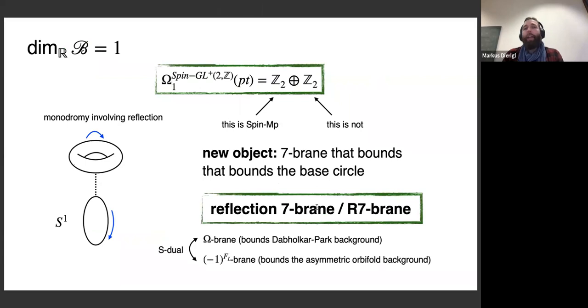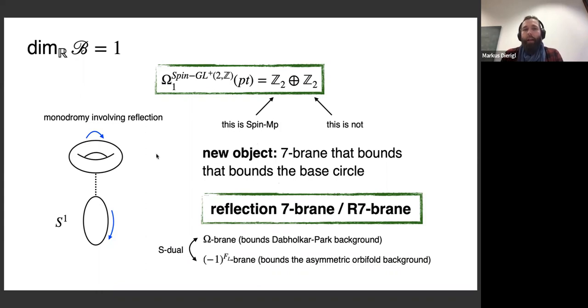So let's take an example of how this happens, again, in the simplest context, namely where the base is one-dimensional. Now you see that the group before was Z24, that's Z3 plus Z8, and now it's only Z2 plus Z2, so it became smaller. Now one of the Z2s actually is a leftover of the spin MP2 manifold, so we know about this. This again will be cured by a PQ7 brane.